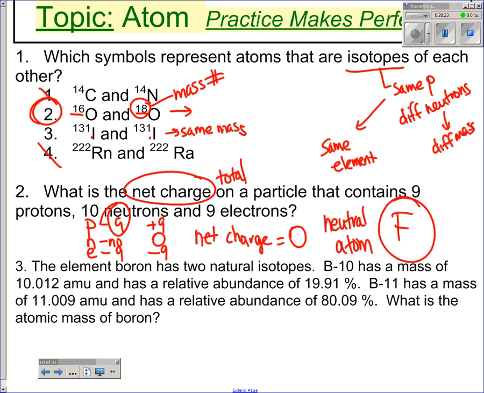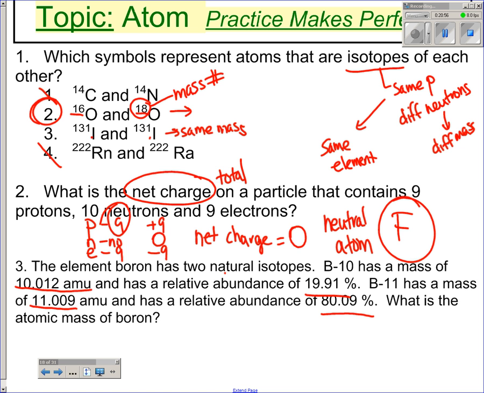Question number 3. The element boron has 2 natural isotopes. Boron 10 has a mass of 10.012 AMU and has a relative abundance of 19.91%. Boron 11 has a mass of 11.009 AMU and has a relative abundance of 80.09%. What is the atomic mass of boron? So this is an atomic mass problem, and we don't have an equation on our reference tables to help us with this. This is just one you have to remember how to do.